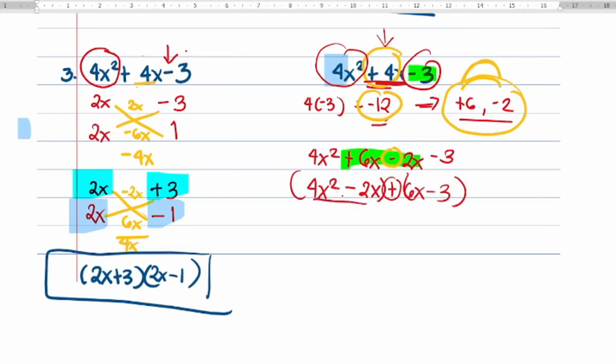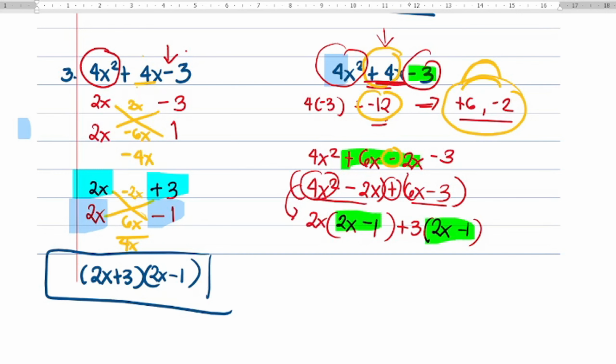Unsa man ang GCMF sa first group? That would be 2x. 4x squared divided by 2x, that is 2x. Negative 2x divided by 2x is negative 1. So, ang GCMF ni 6x o ni 3, that would be 3. 6x divided by 3, that's 2x. Negative 3 divided by 3, that's negative 1. So, I think we've reached our goal. Same ang nabilin, no?